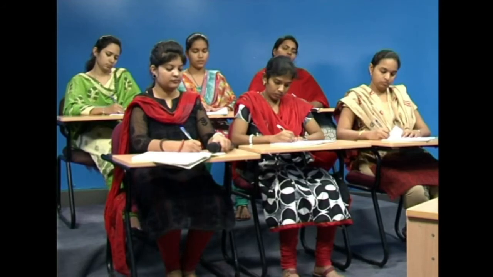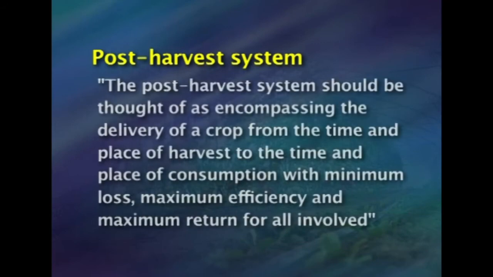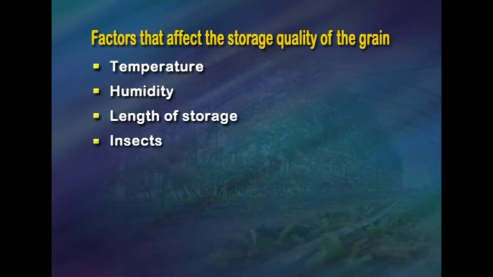Coming to the definition of post-harvest system. Properly considered, Spurgeon says the post-harvest system should be thought of as encompassing the delivery of a crop from the time and place of harvest to the time and place of consumption with minimum loss, maximum efficiency and maximum return for all involved. Now, we will see the factors that affect the storage quality of the grain, which include temperature, humidity, length of storage, insects and pests.